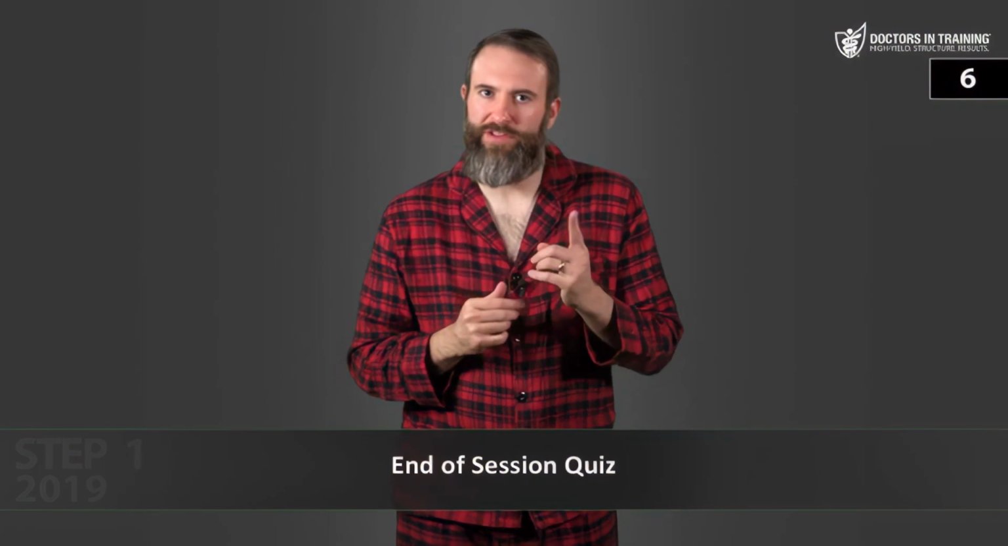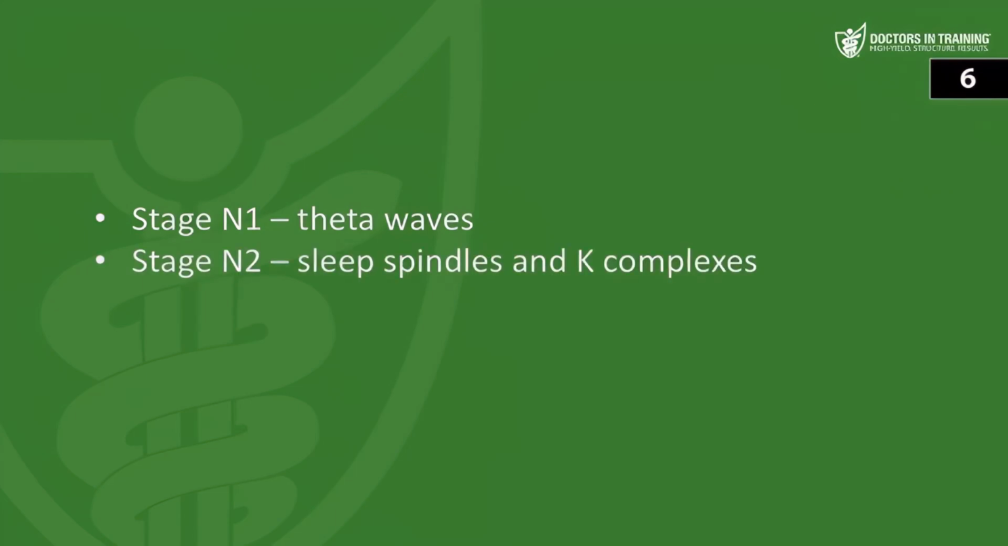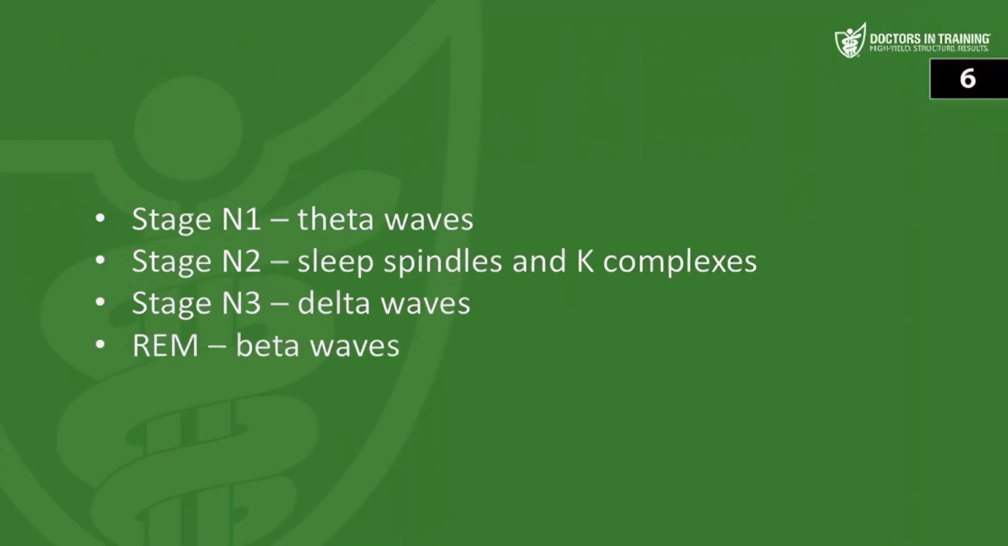First question, what EEG waveforms correspond to the different stages of sleep? So good to remember this one. So stage 1 has the theta waves. Stage 2 is your deeper sleep. That's where you see the sleep spindles and K complexes. Stage 3 is your deepest sleep with low frequency, high amplitude delta waves. And then the REM sleep shows those beta waves, just like the awake state.